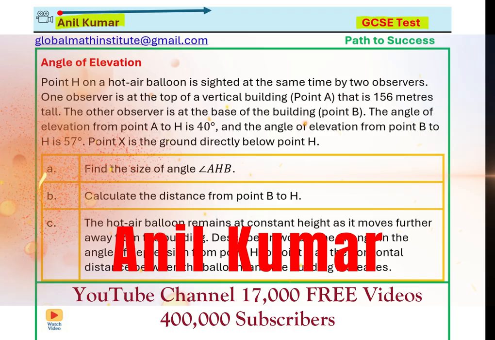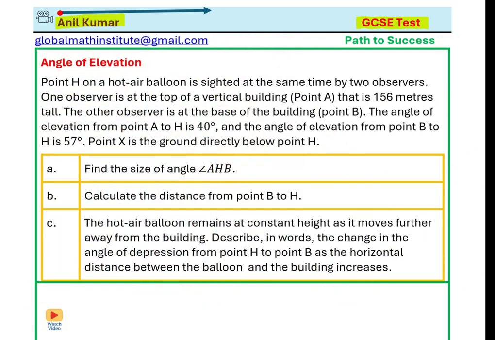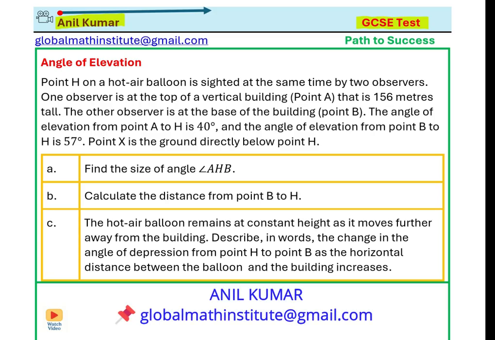Point H on a hot air balloon is sighted at the same time by two observers. One observer is at the top of a vertical building, point A, that is 156 meters tall. The other observer is at the base of the building, point B. The angle of elevation from point A to H is 40, and the angle of elevation from point B to H is 57. Point X is on the ground directly below H. Find the size of the angle AHB.